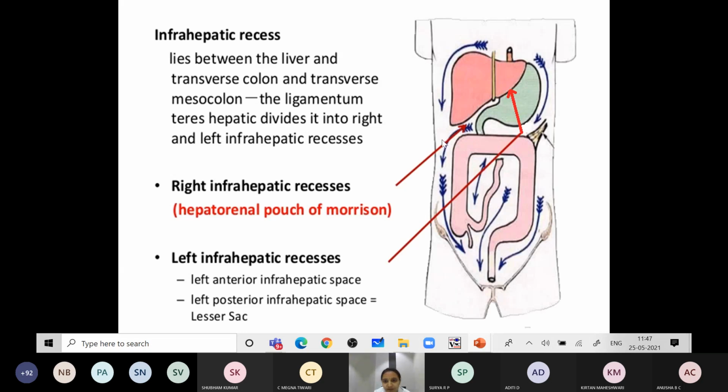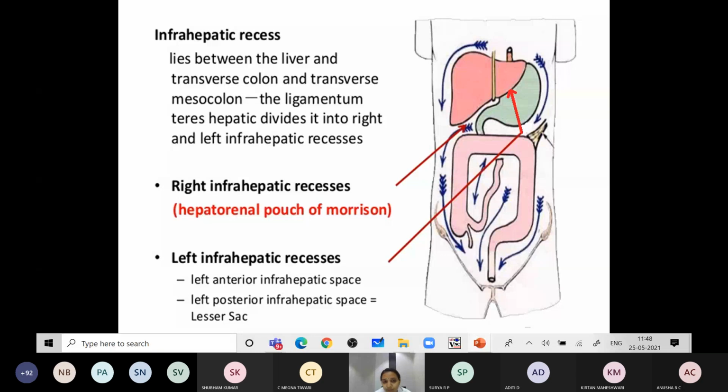The infrahepatic recesses, here we can see beneath the liver. It is the right infrahepatic recess, also called the hepatorenal pouch of Morrison. Then the left infrahepatic recess, which is present below the liver and behind the stomach and the lesser omentum, that is the lesser sac. Okay, the lesser sac is nothing but the left infrahepatic recess.